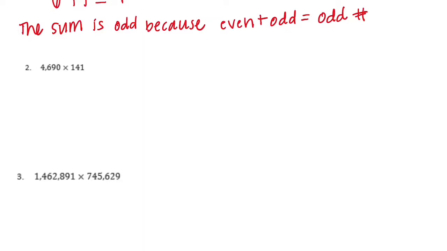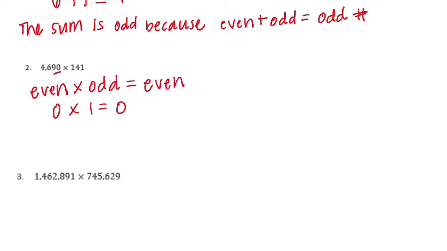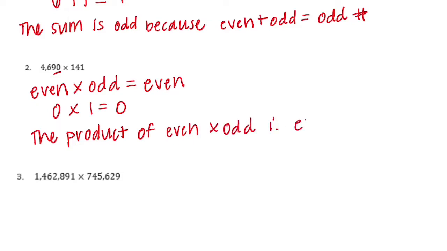4,690 times 141. Okay, so we have an even number times an odd number. And we can even do 0 times 1. And we get 0. So that's an even number. We're going to say that an even number times an odd number is even. So the product of even times odd is even.